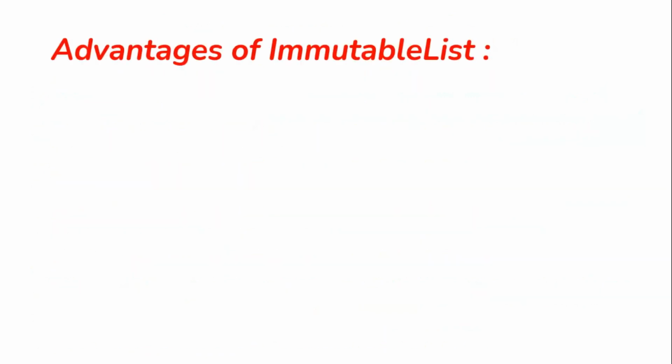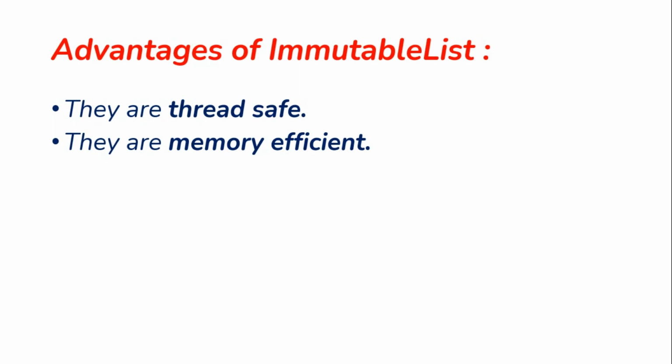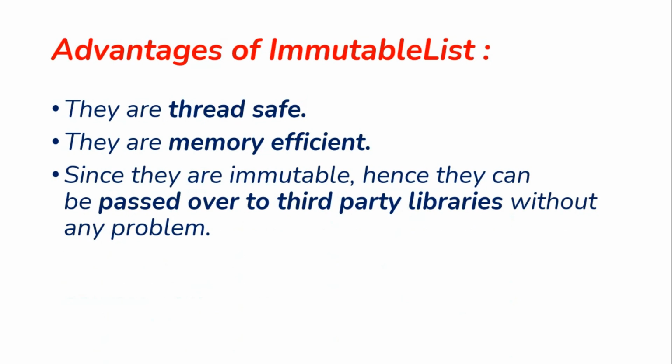Okay, so what are the advantages of an immutable list? First, they are thread safe, that is, synchronized. Another is that they are memory efficient, so we can manage the memory efficiently. Another one is, since they are immutable, that is, cannot change, they can be passed over to third party libraries without any problem. So these are the advantages: thread safe, memory efficient and safely passed to third party libraries.